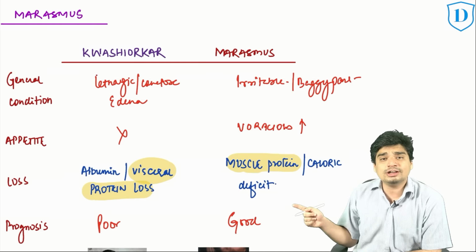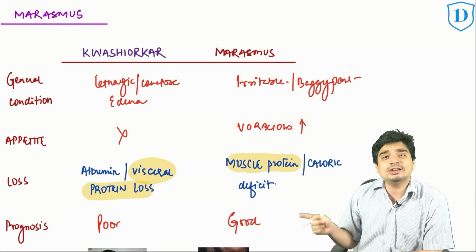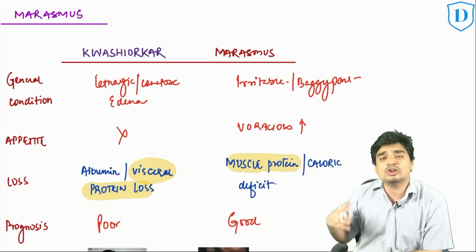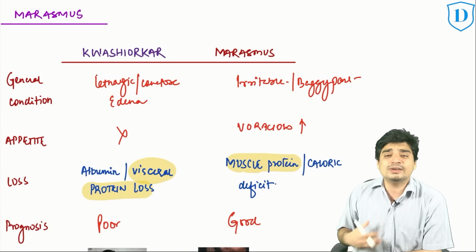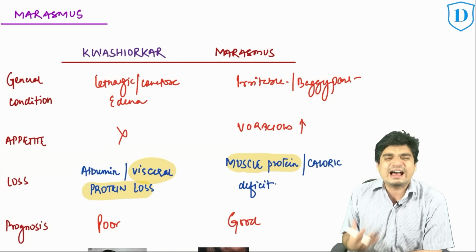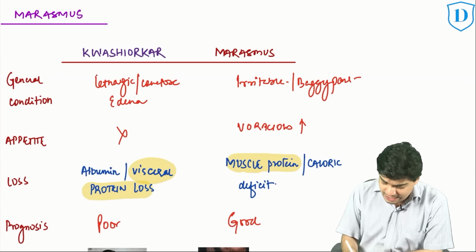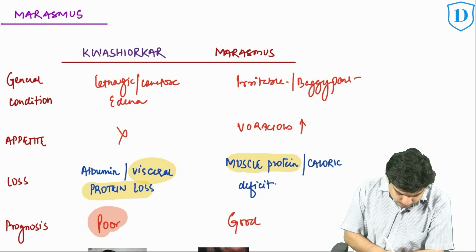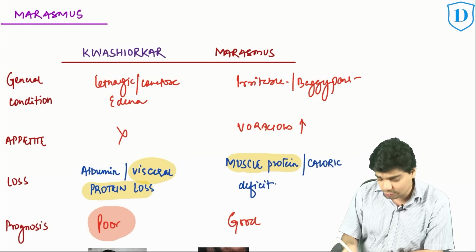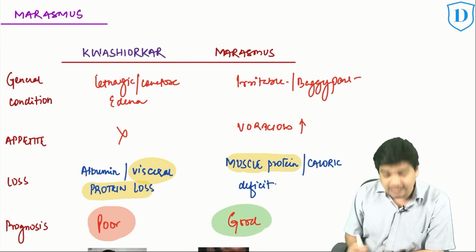And which child is not crying? Kwashiorkor child is not crying. Why is he not crying? He has lost all the neurotransmitters. He has lost albumin. As a result, he's very lethargic, comatose, has edema, has lost all the appetite. And as a result, the prognosis is poor as far as Kwashiorkor is concerned, while the prognosis, like I said, is better as far as marasmus is concerned.